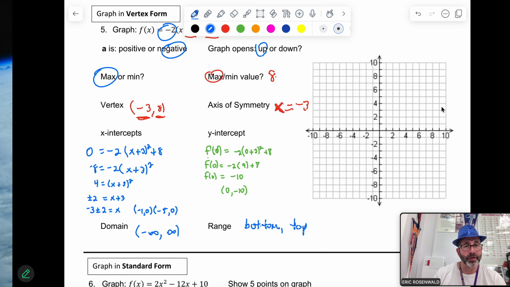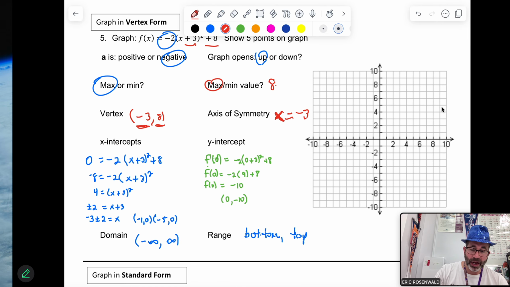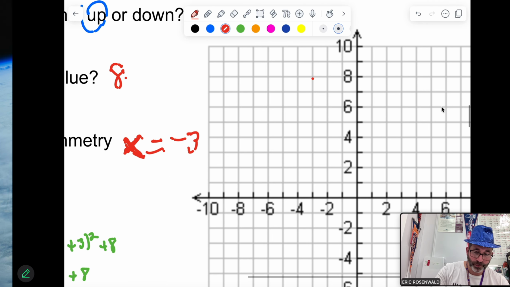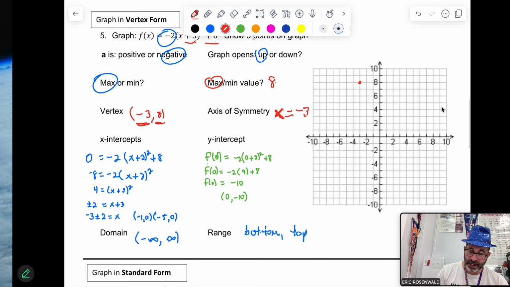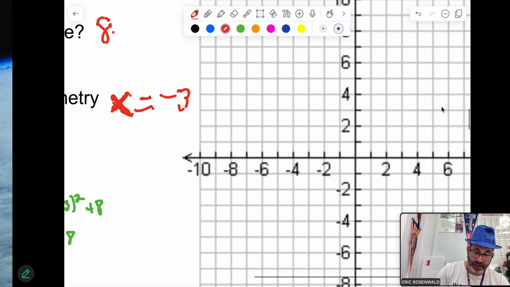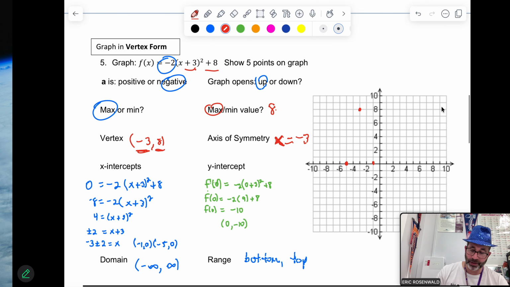So let's see what happens when we graph this, okay? My vertex is at (-3, 8). You got that point right there. We have x-intercepts at (-1, 0) and (-5, 0). Those are my x-intercepts on this one. Okay. We have a y-intercept at (0, -10).